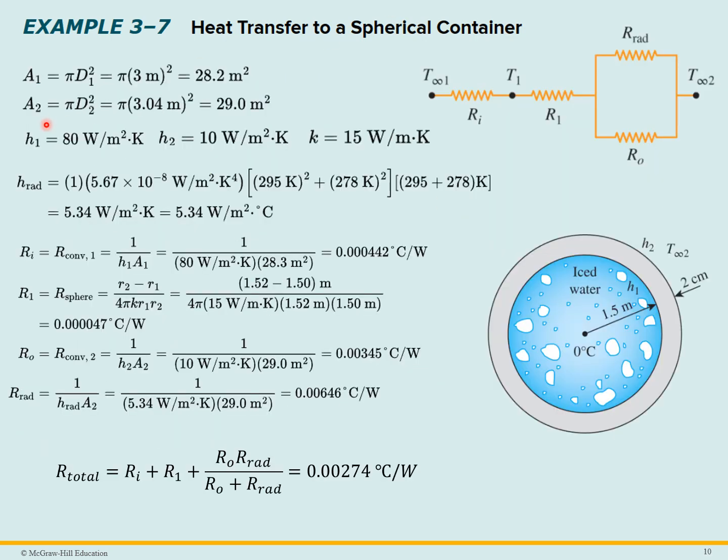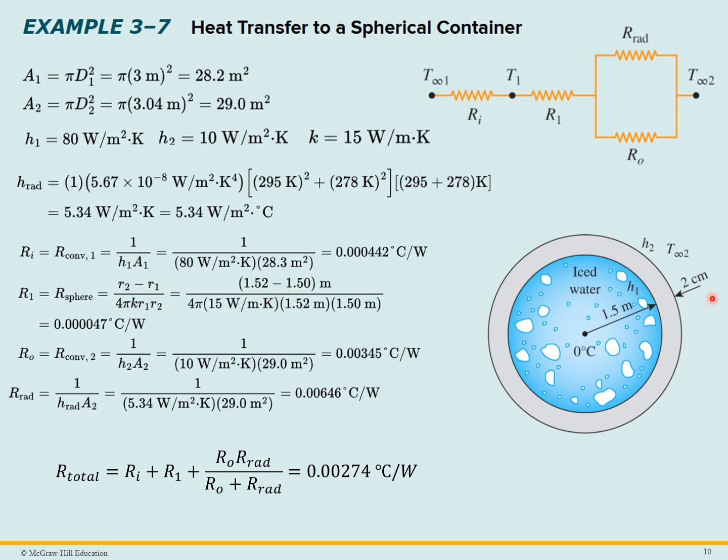So now let's calculate our values. Again, we know the inner and outer surface areas. We know H1 and H2. We can calculate H radiation, using the emissivity, Boltzmann's constant, and the temperatures that we know. We can calculate Ri, which is the convection 1. It's simply 1 over H1 times the area 1. We can calculate R1 of the sphere.